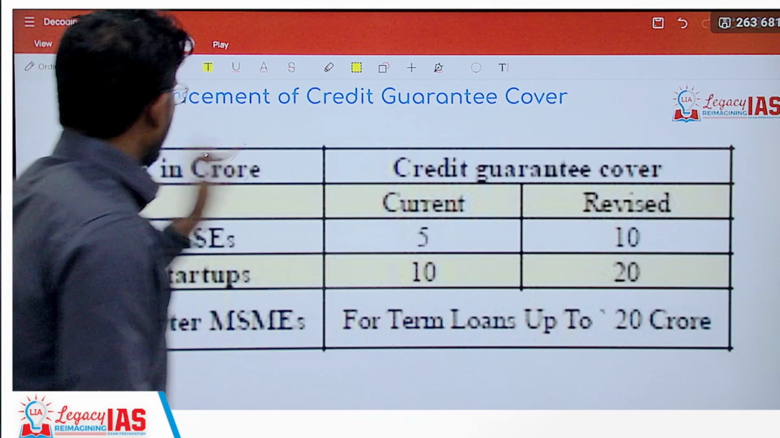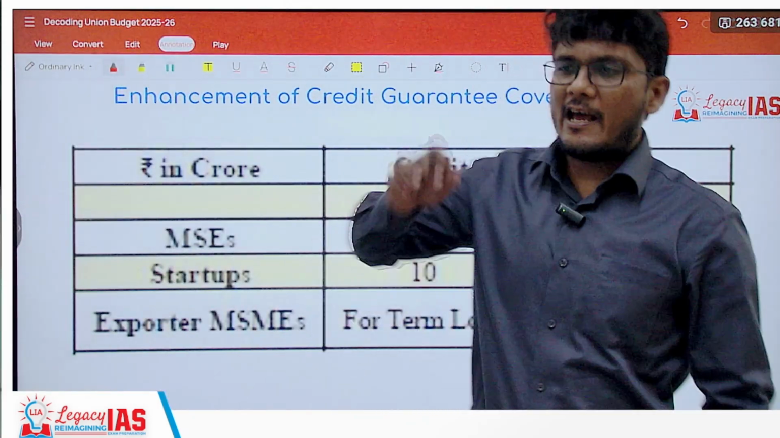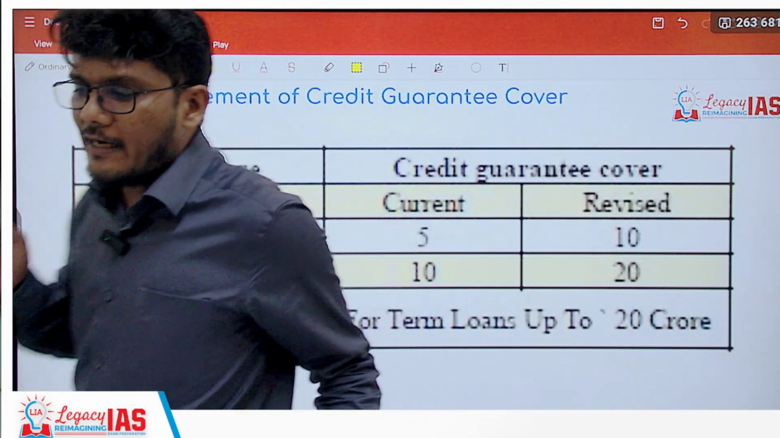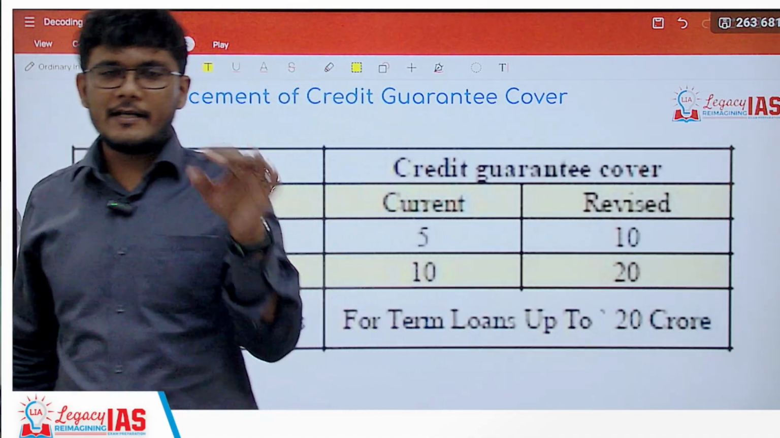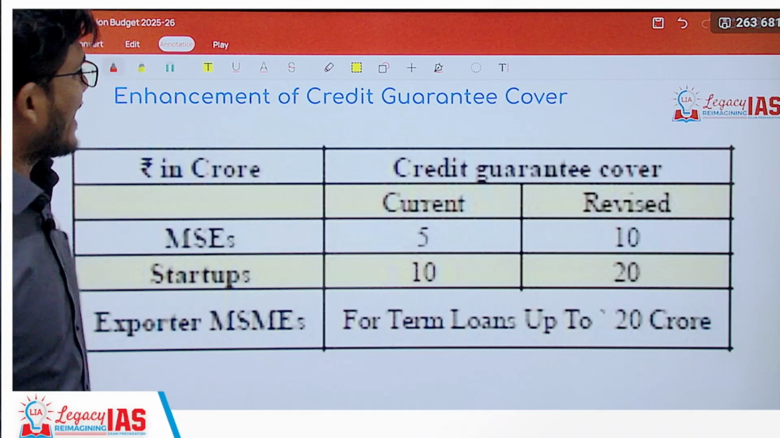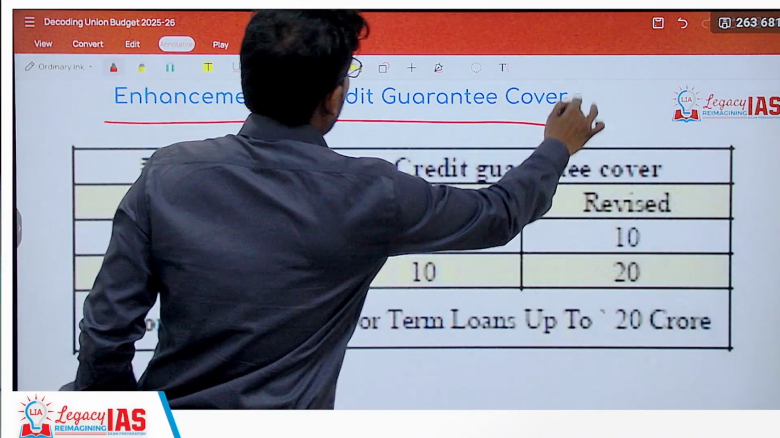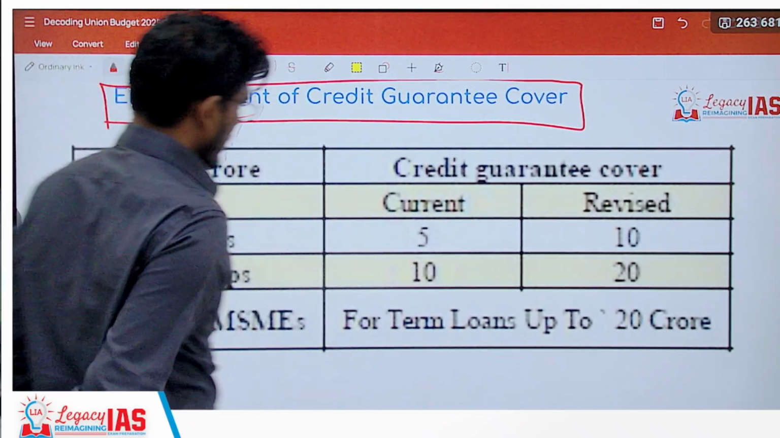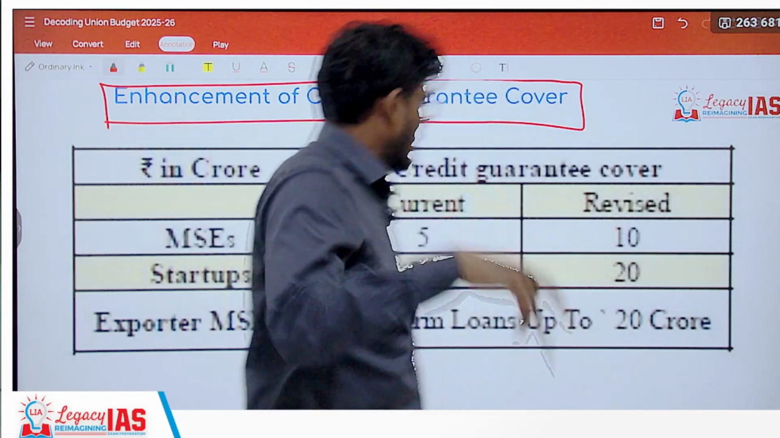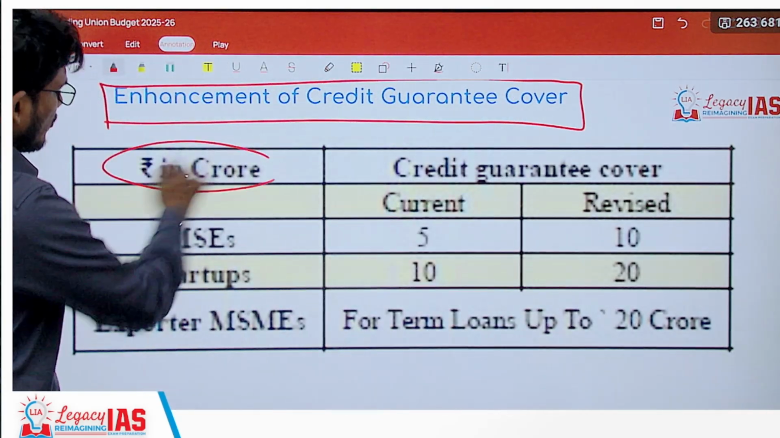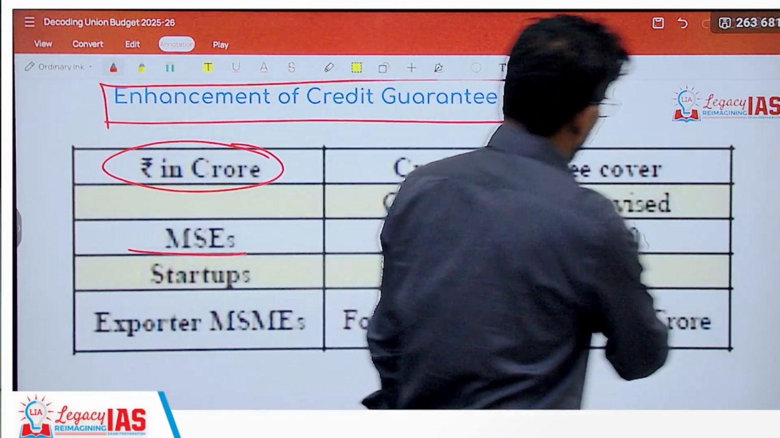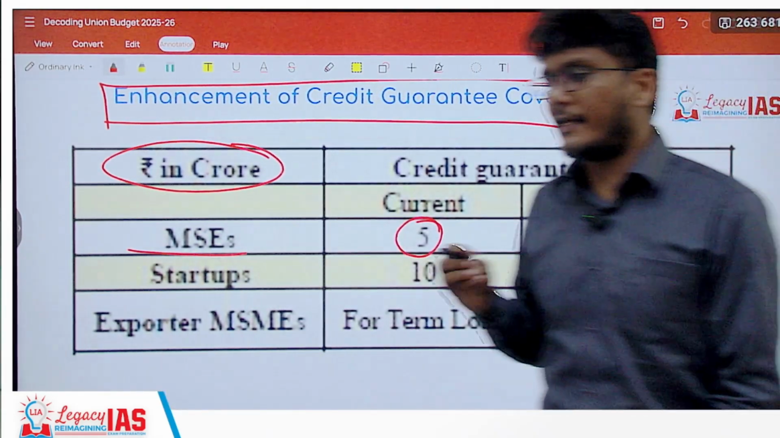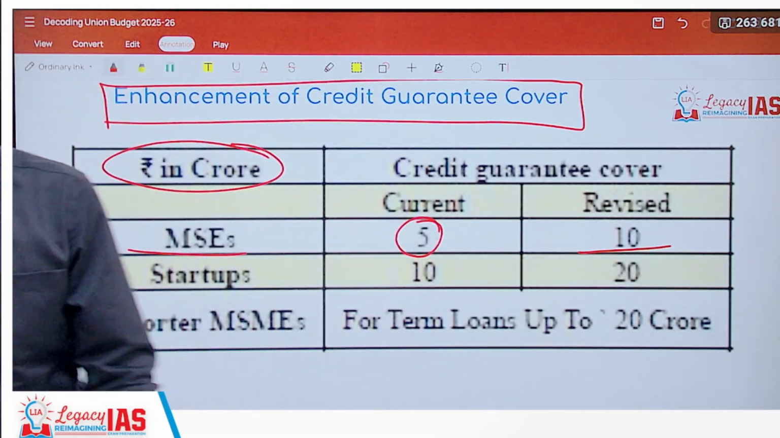Now comes a very important part. MSMEs have faced the problem of unavailability of credit. Either the credit is not available, or if it is available, it is very costly. Now the government has enhanced the credit guarantee cover. What is the enhancement in rupees crore for MSMEs? Earlier it was 5 crores. Now it has been revised to 10 crores. So 10 crores of cover will be there.